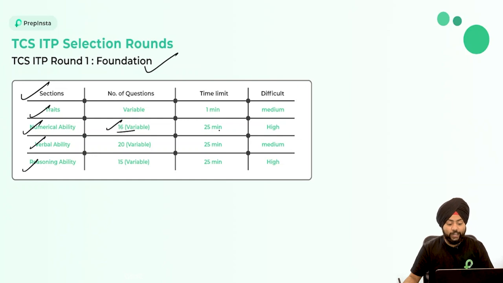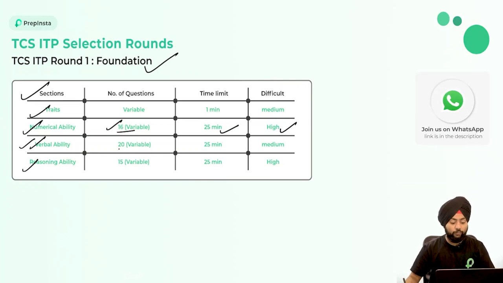Next, you will get 25 minutes for solving this numerical ability test, and the difficulty level of numerical ability will be high. Numerical ability means quant topics like profit and loss, SI-CI, or the number system. These are all the topics, so the difficulty level will be very high.